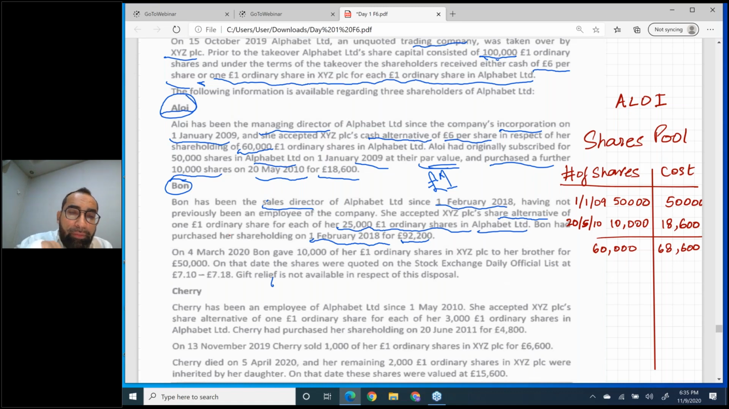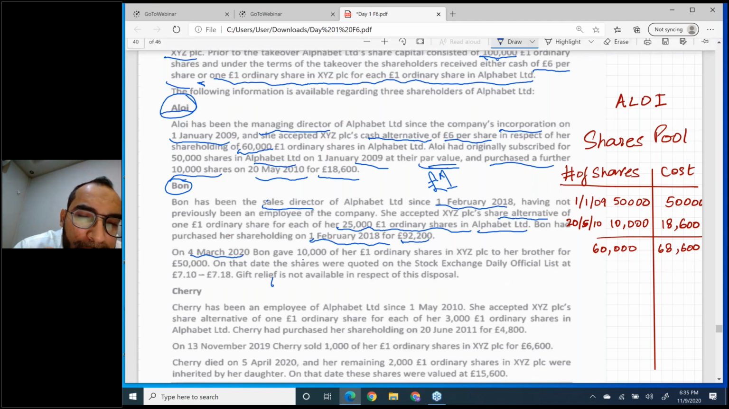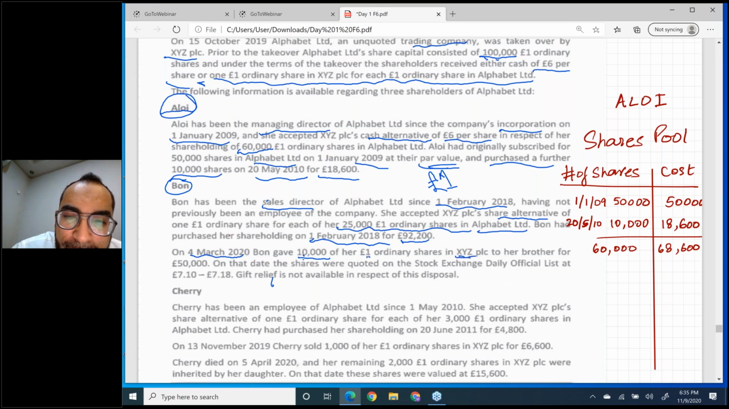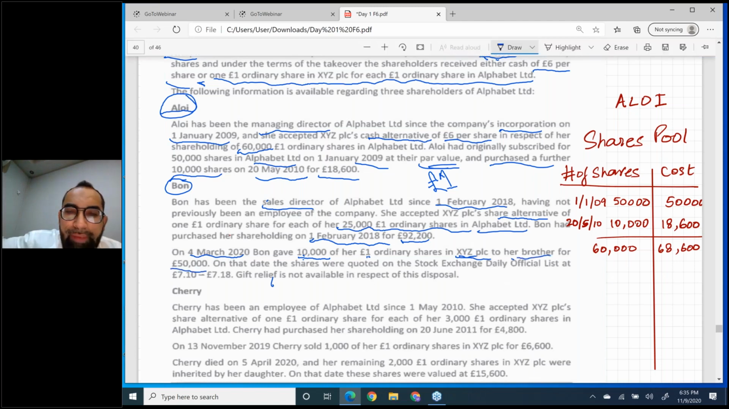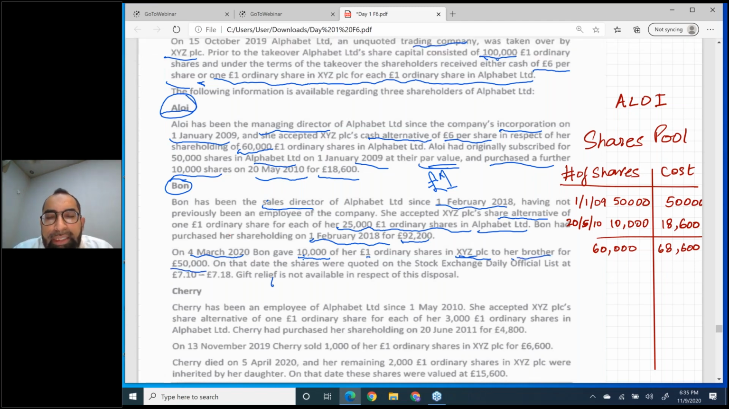Now on 4th March 2020, Bond gave 10,000 of her £1 ordinary shares in XYZ PLC to her brother for 50,000. Now, wait. Sister and brother are connected persons. Hope you remember that sister and brother are connected persons.